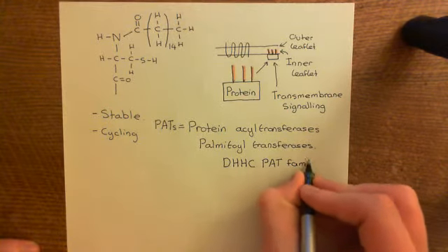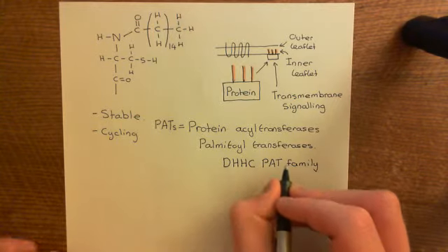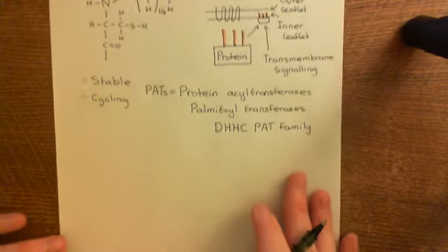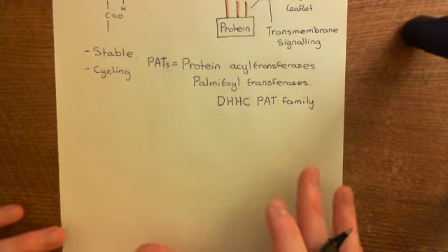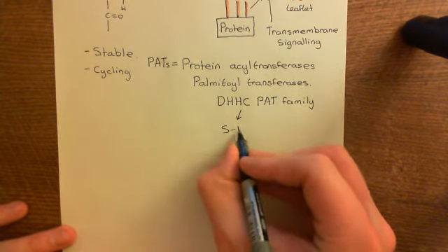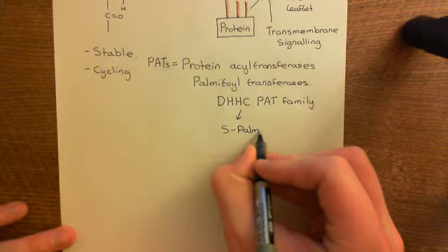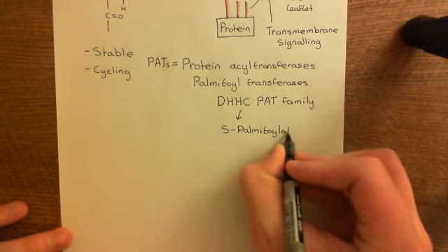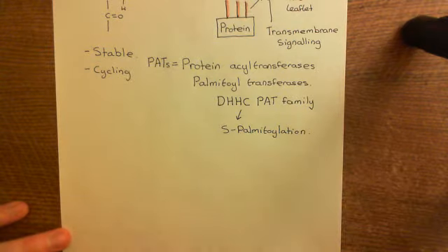So this contains a huge number of different enzymes which are all capable of adding palmitoyl groups onto cysteine residues, i.e. they're all capable of catalyzing s-palmitoylation. Okay, so these are going to catalyze s-palmitoylation. Now, there are 23 of these enzymes that are known to exist in the human genome, basically.